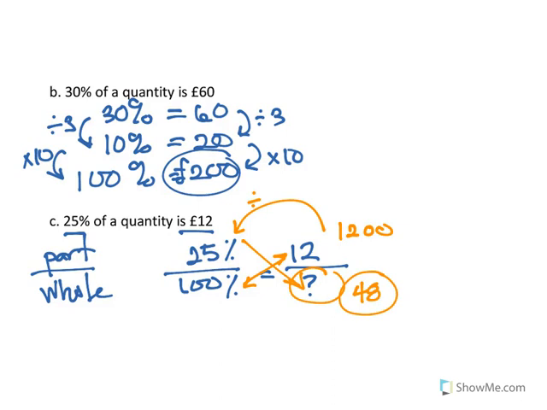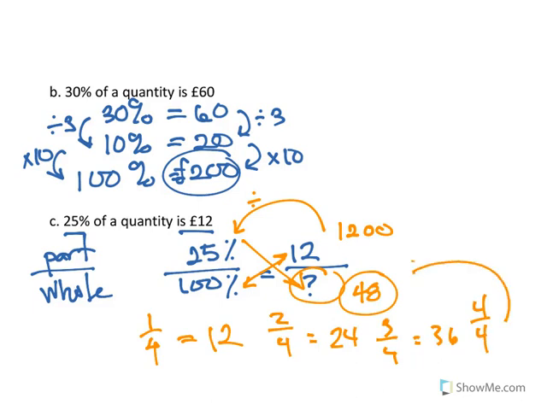And let's see, does that make sense? Well, 25 out of 100, technically that is 1/4. 1/4 is 12. So 2/4 should be 24. 3/4 would be 36. Therefore, 4/4, which is a whole, should be 48. So that's another way to think about it.